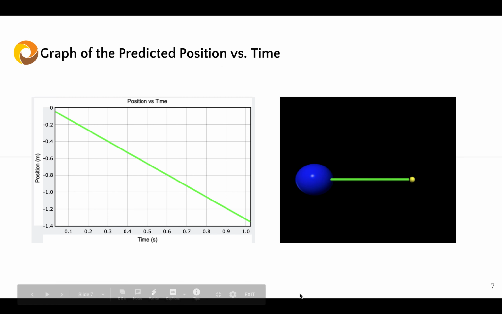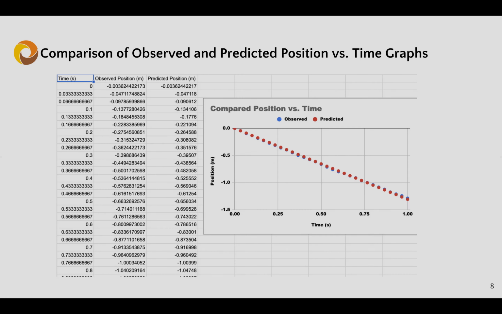For the predicted position versus time graph, it was a clear negative linear slope as the points were calculated to be at perfect equal intervals through code. Because there is no net force and the change in position over time is constant, the velocity is also constant. In order to further explain the concept of constant velocity, I have plotted both the observed and the predicted position versus time graphs. As you can see, the velocity is constant.